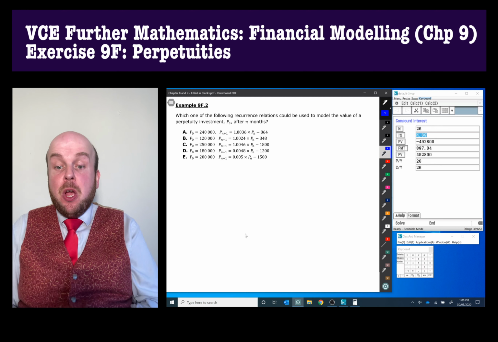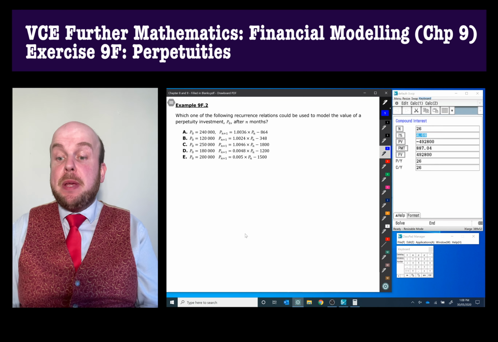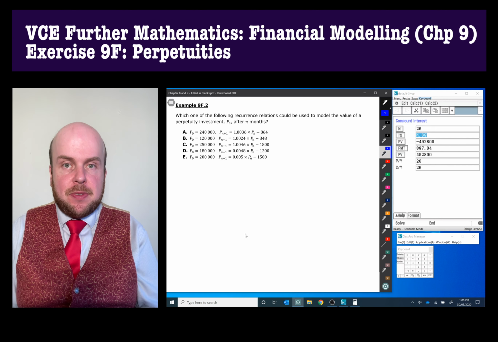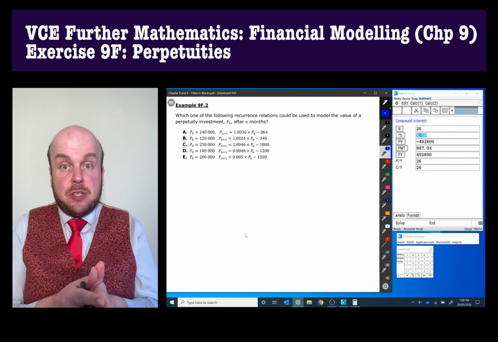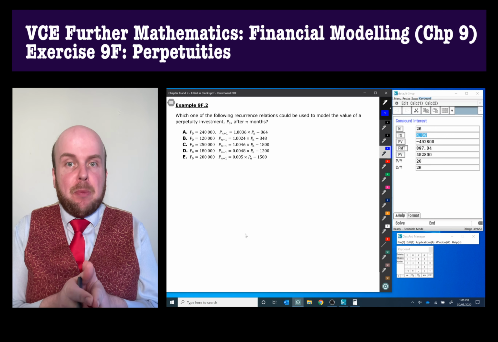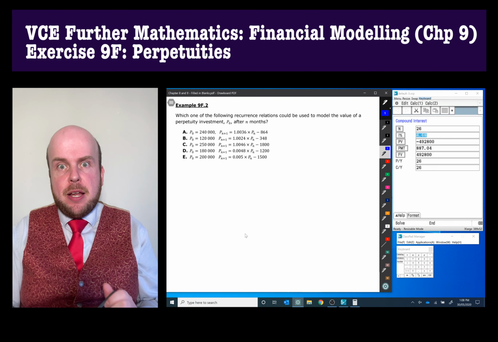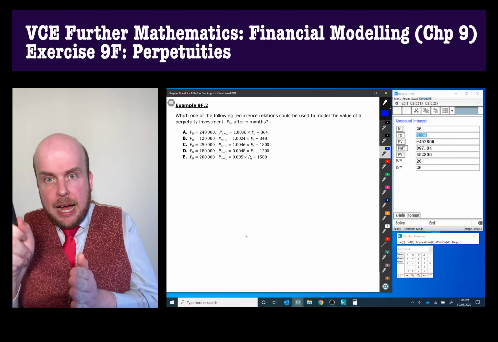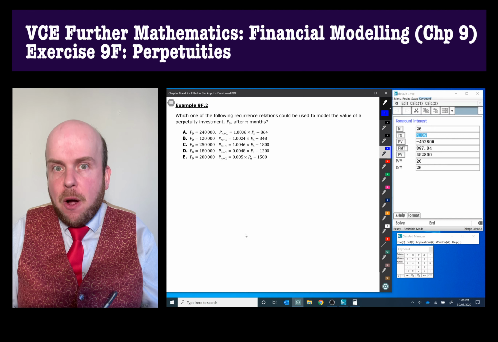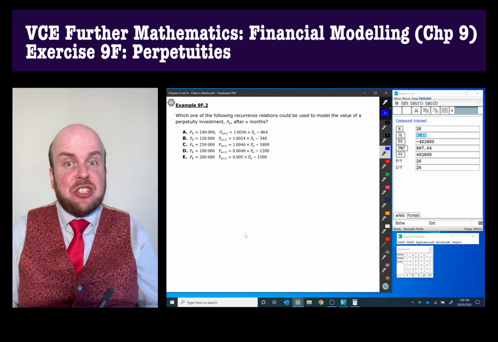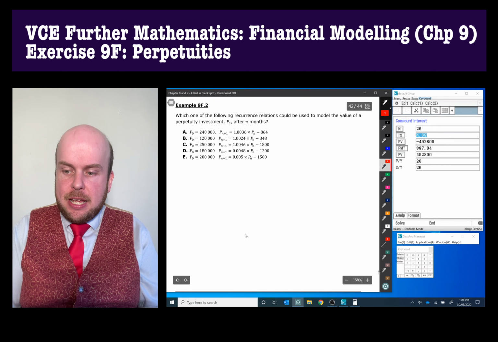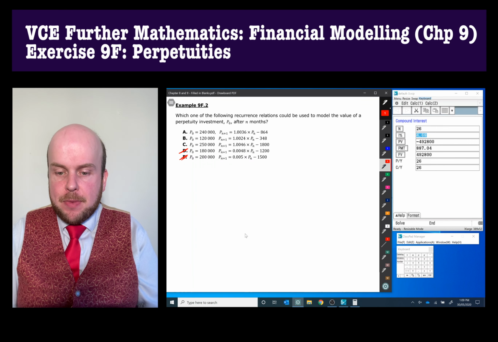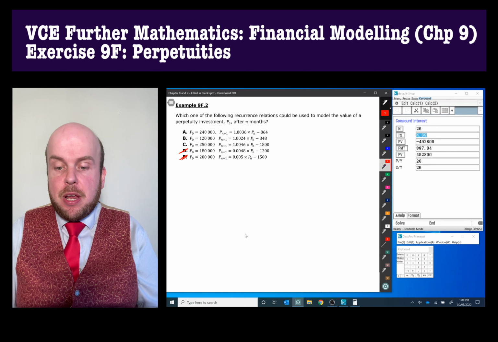Example 9F.2. Which one of the following recurrence relations could be used to model the value of a perpetuity investment P0 after n months? So first things first, let's have a look at the different options and see if there's anything we can eliminate. The first thing to be reminded is that the capital R value is 1 plus little r over 100. So that means if there's any options that are less than 1, it's automatically wrong. So we can actually get rid of D and E because they are less than 1. So it must be out of the first 3 options.